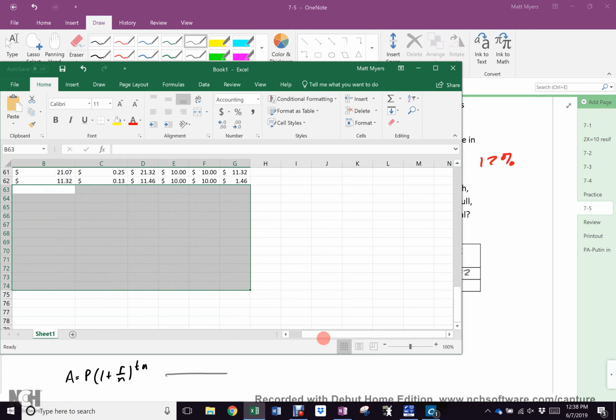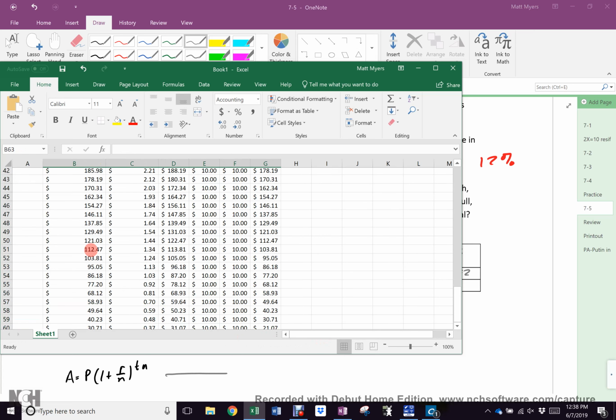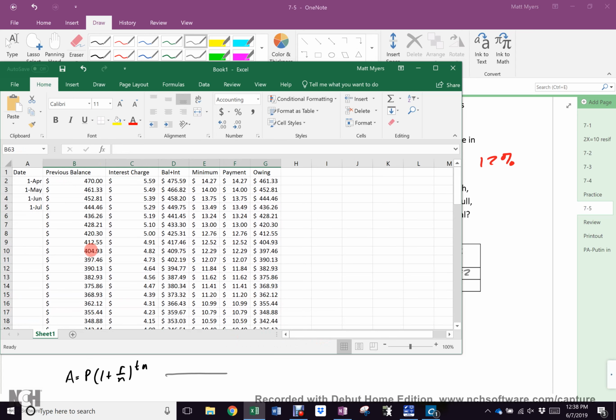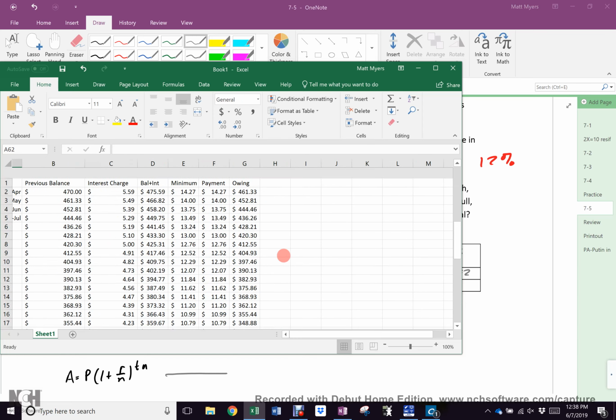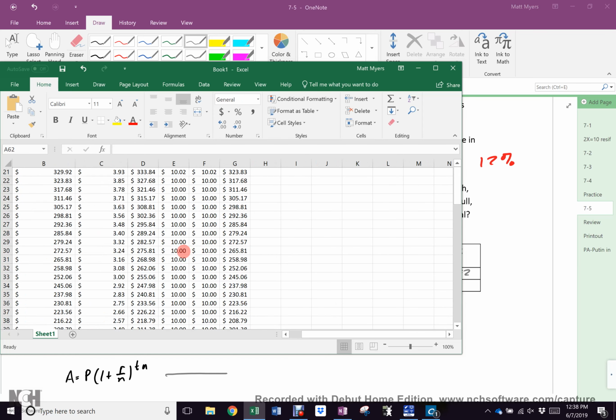Please notice on only $470, making the minimum payment took me 5 years to pay off a $470 credit card bill at a minimum payment. Of what? Of my interest? Well, let's find out, shall we? My interest charge is right here.